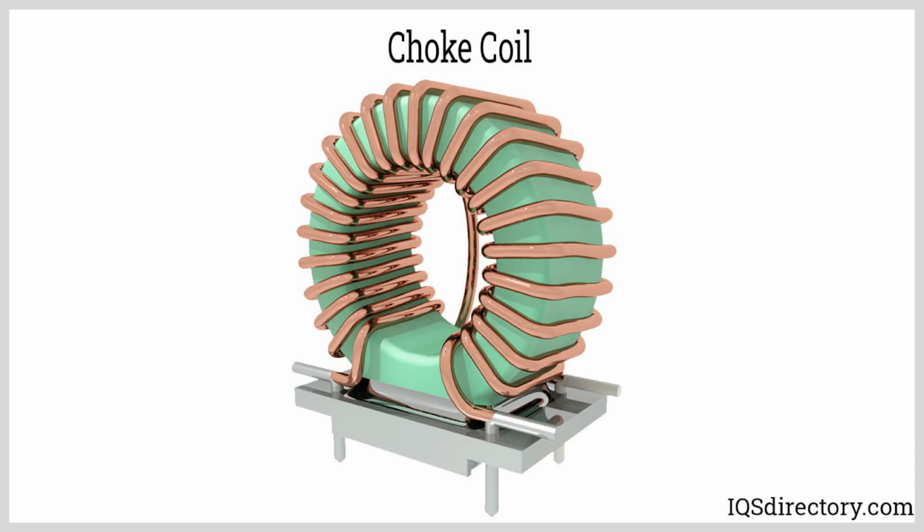How a choke coil functions. The functioning of a choke coil relies on inductance, a property of an electrical conductor by which a change in current induces a voltage, or electromotive force, that opposes the change in current. The faster the current changes, higher frequency, the greater the opposition from the choke.